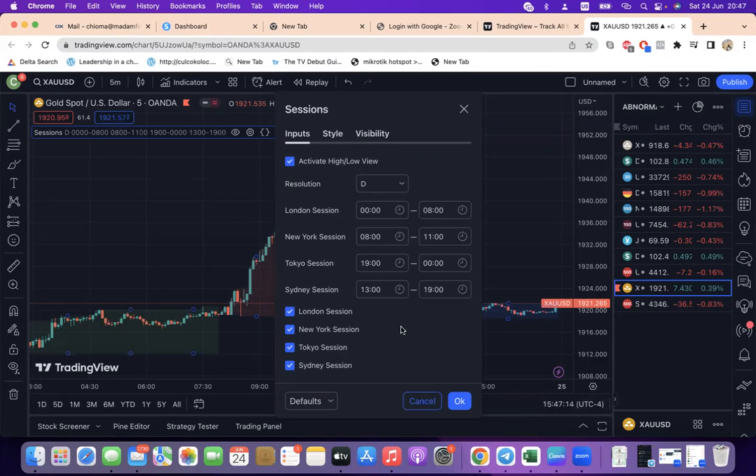Then we have the Sydney session, which is also known as the New York afternoon session. I call it the New York afternoon session. I charted it to be after the lunch break. Their lunch break is between 12 in the afternoon and 1. So the New York afternoon session, AKA the Sydney session, is from 1 p.m. New York time to 7 p.m. New York time. Just do it this way.